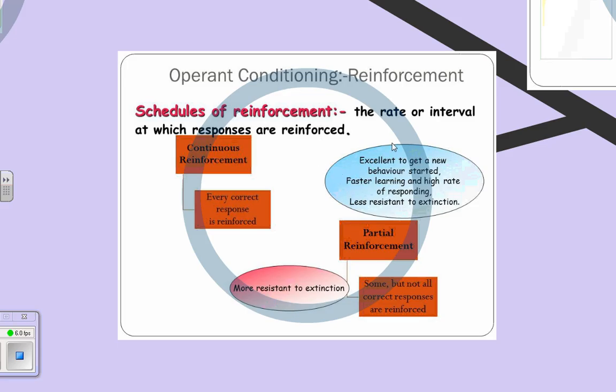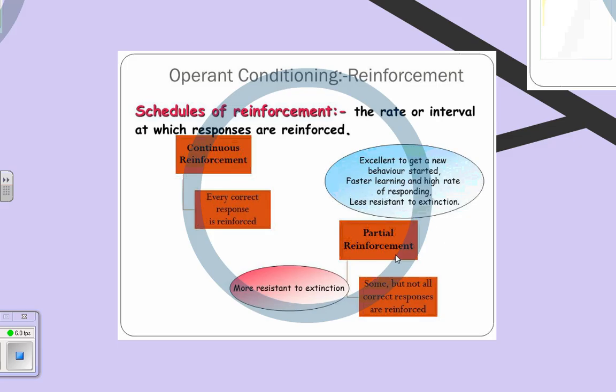This blue bubble correlates with the continuous reinforcement and the red with the partial reinforcement. The continuous reinforcement is great, excellent, when we need to establish a new behavior. The learning is faster. The rate of response is high. Everybody is responding correctly. But it is less resistant to extinction. Think about it. We're going to discuss it in the class. Less resistant to extinction means it extincts or not extincts. We'll discuss it in the class.